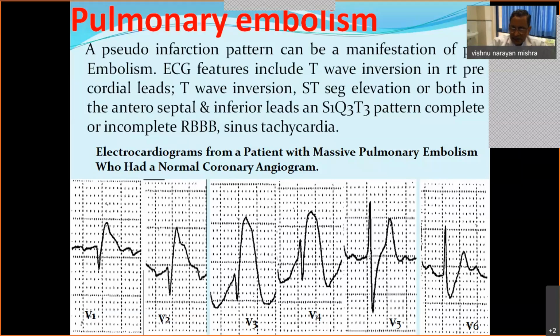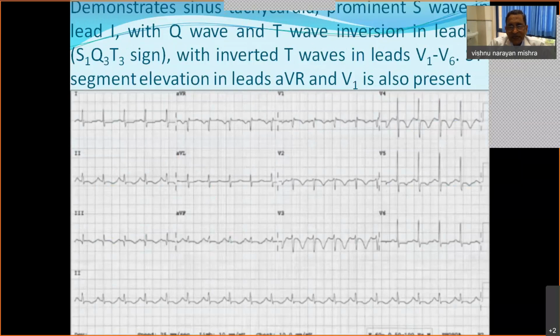I will show the ECG in the coming slide, which will make it still more clear what this S1, Q3, T3 pattern is. Now this demonstrates sinus tachycardia, prominent S wave in lead 1. So this is S1, prominent S in lead 1, right? You are seeing here, this is prominent S in lead 1, with Q wave and T wave inversion in lead 3. So lead 3 has got a Q and a T inversion as well. That is what is known as S1, Q3, T3.